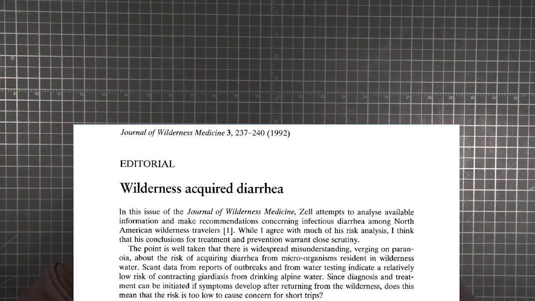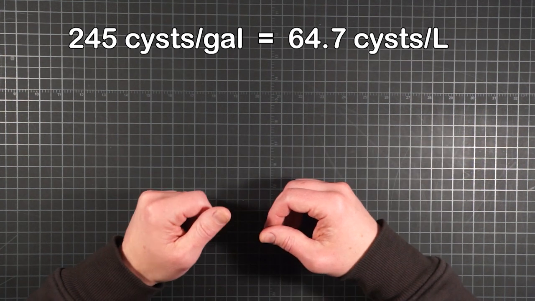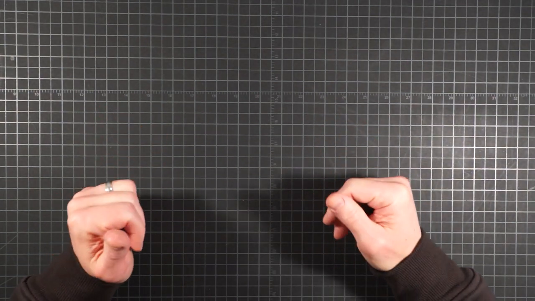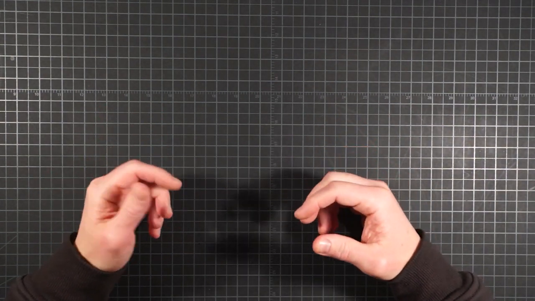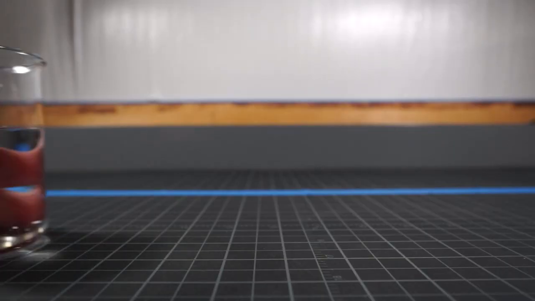Now, going back to the editorial on wilderness-acquired diarrhea, remember how beaver stools can contain 1,000,000 Giardia cysts per gram? Well, the authors note, stream contamination from a beaver has been calculated to reach 245 cysts per gallon. In this instance, small amounts of water may cause infection, similar to an outbreak among lap swimmers from inadvertent water ingestion in a fecally contaminated pool. At 245 cysts per gallon, you're talking about more than 64 per liter. If, without realizing it, you stop to drink from a beaver stream like this one, you could get your minimum dose of Giardia in just this much water.